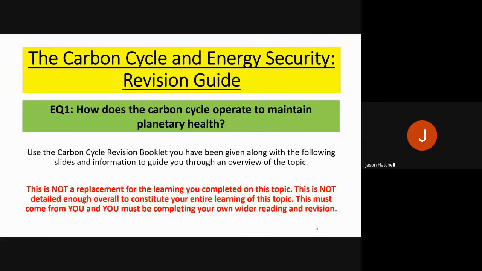Hello there, welcome to your guide on the carbon cycle and energy security for the Edexcel A-level. In this video, we're going to cover EQ1 of carbon and energy, and that is: how does the carbon cycle operate to maintain planetary health? We're going to look at the link between carbon and the fluxes, stores and transitions of carbon in the atmosphere, on land and in the oceans, and the relation of that to the planet and planetary health.